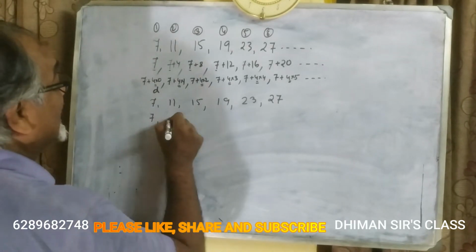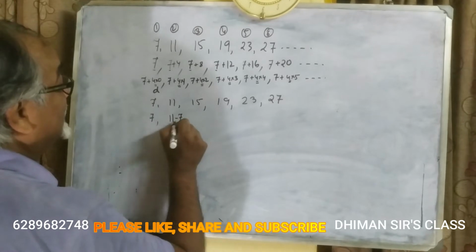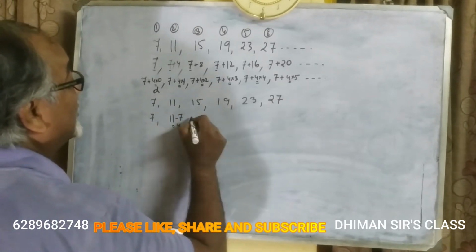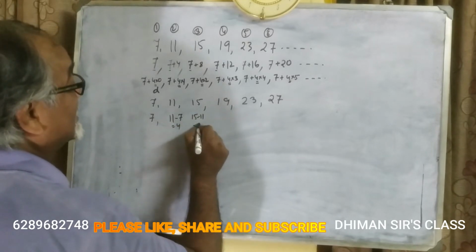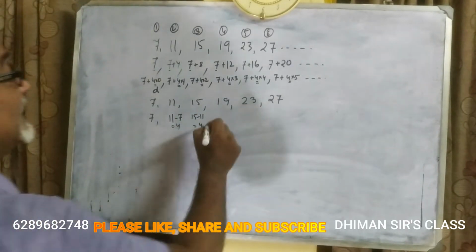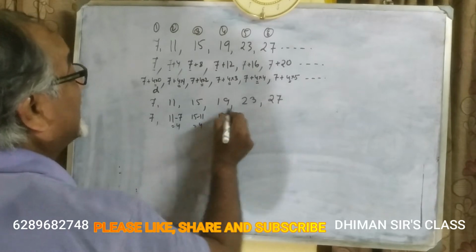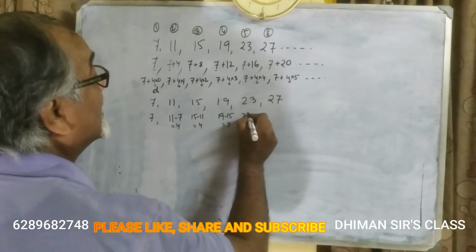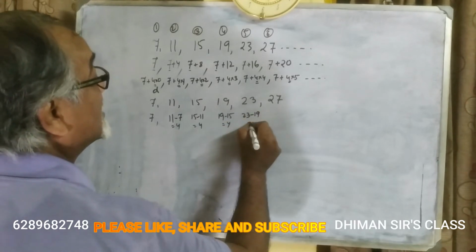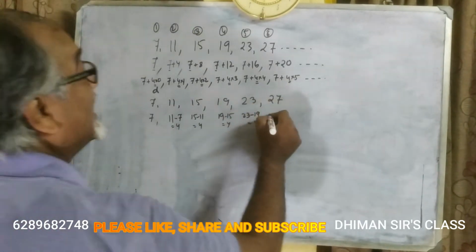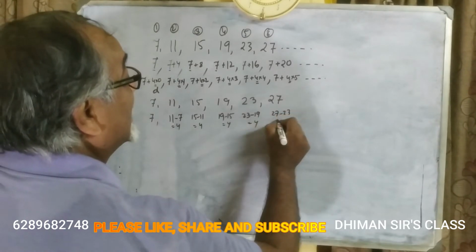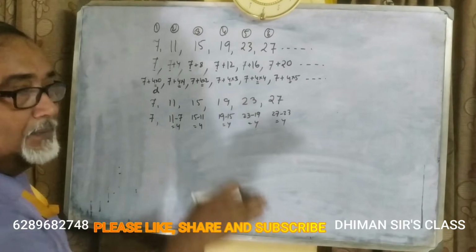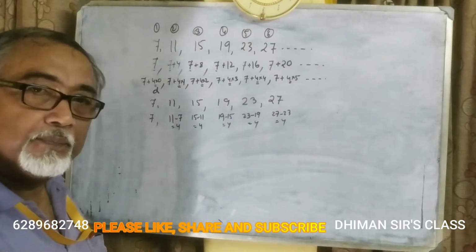Okay, then 11 minus 7 is equal to 4. 15 minus 11 is equal to 4. 19 minus 15 is equal to 4. 23 minus 19 is equal to 4. 27 minus 23 is equal to 4. All that means the difference between each term is 4.